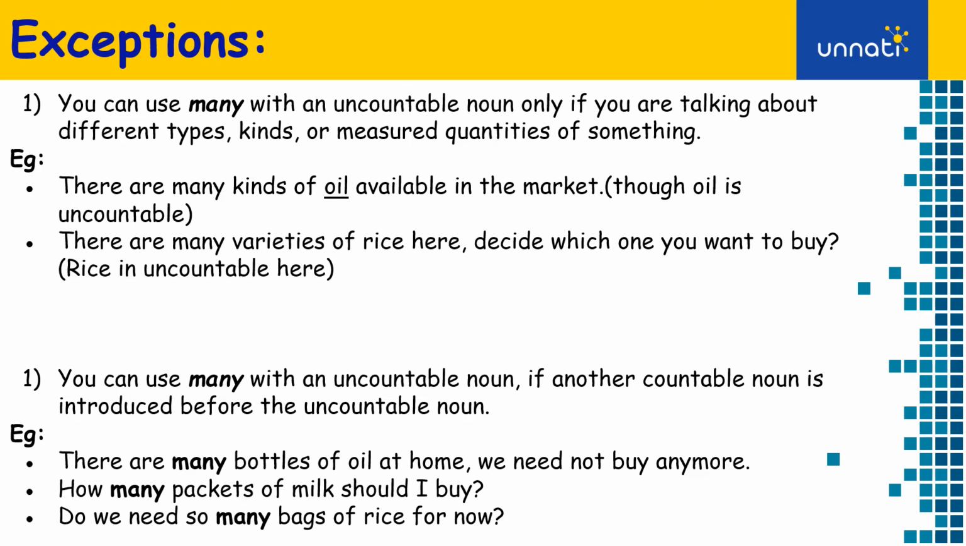The other example where you can use many with an uncountable noun, that is when you introduce a countable noun in front. Let's look at an example. There are many bottles of oil at home. So oil is uncountable, but you introduced a countable noun in front, which is bottle, and then you said there are many bottles of oil at home.